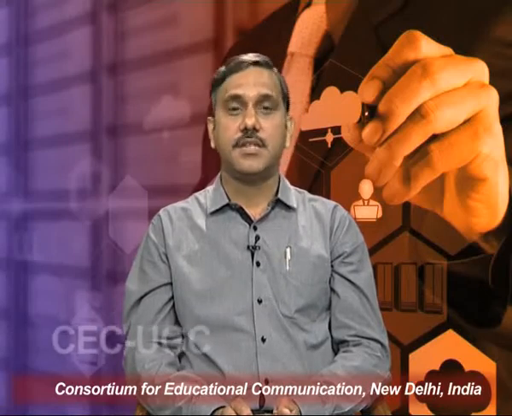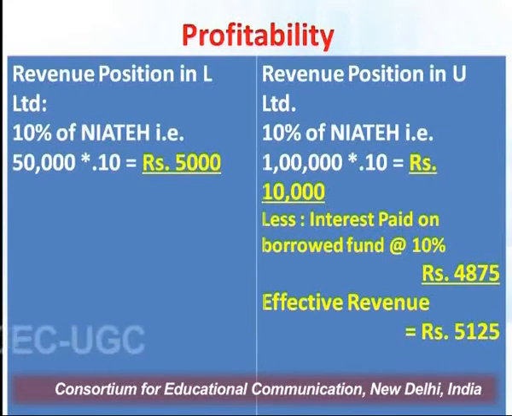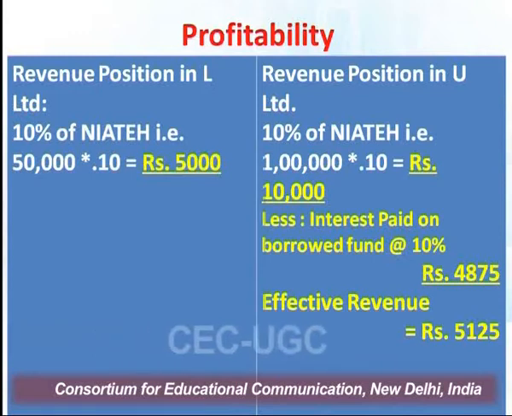For the profitability, we have to compare the present revenue position in L Limited with the prospective revenue position in U Limited. If we look at the present revenue position of Mr. A, he has a right of 10% in the net income available to equity holders, which is 50,000 rupees. So his share out of that becomes 5,000 rupees. And here the condition is that this revenue should not decrease, which means from 5,000 it may increase. It is good, it is always welcome, but it should not decrease.